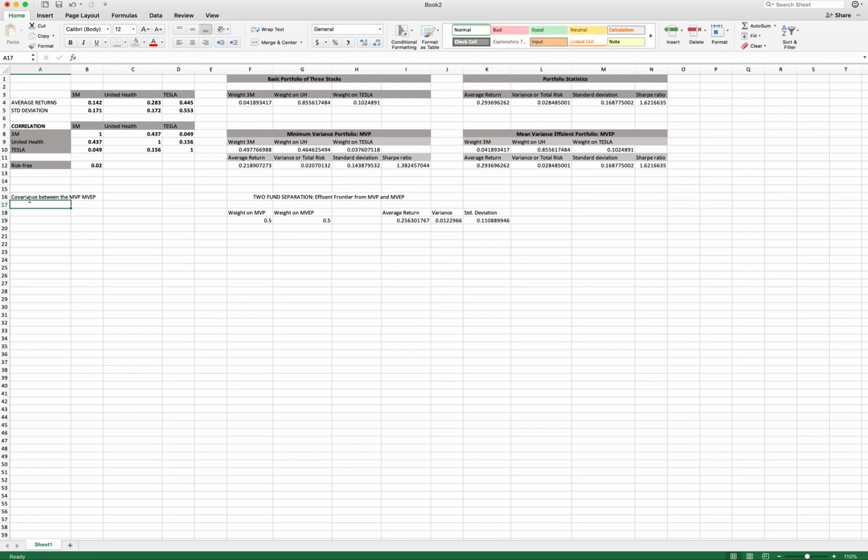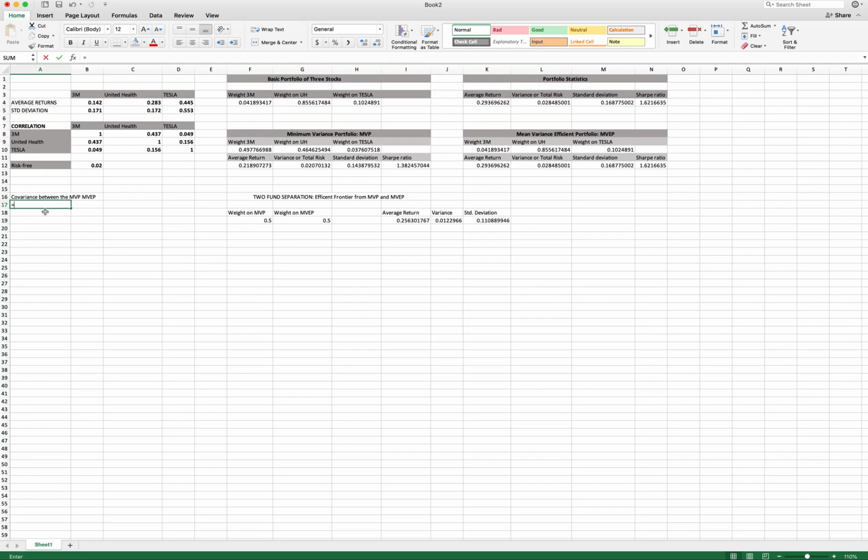Okay, why? Well, because both of these are composed of 3 different assets, right? So the minimum variance portfolio is basically a portfolio of 3M, United Health, and Tesla. Same thing for the mean variance efficient portfolio. And so to estimate the covariance between those, I'm gonna have to do a lot of cross products. Okay, so if you don't feel like following along with me, just fast forward this section. I'm just gonna go pretty slow, try to show you exactly how to get this covariance properly.